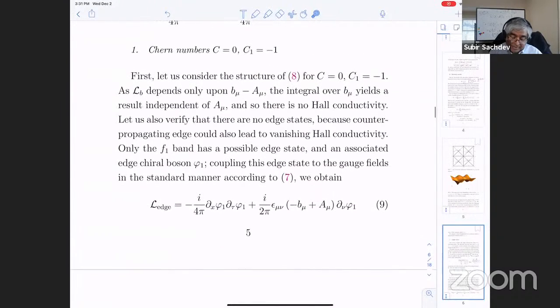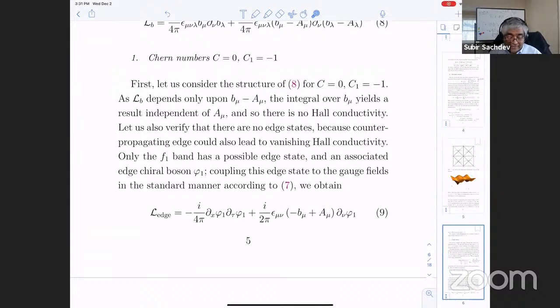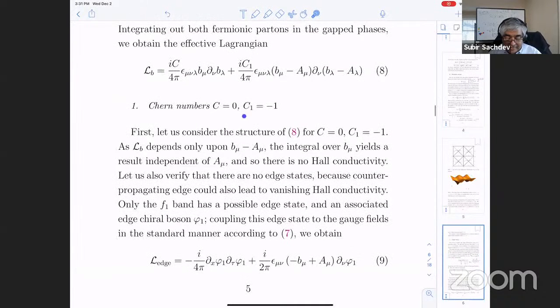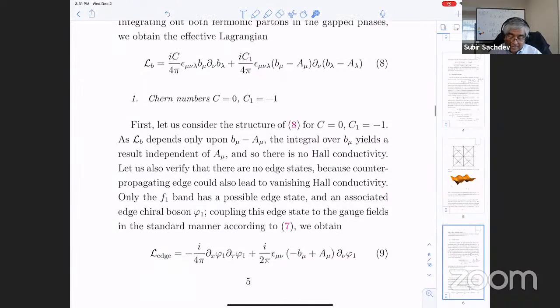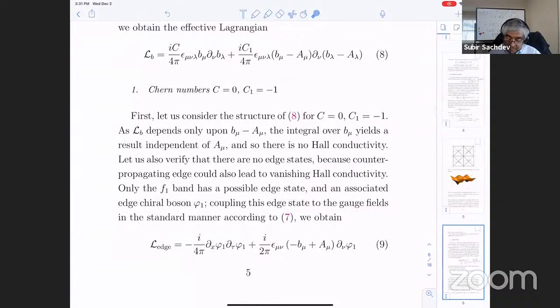But there's an important difference. This F1 band is not just coupled to nothing. It's coupled to this gauge field. We have to remember the gauge field. So there is a bulk gauge field, which is of course imposing the constraint that the fermions have to have equal density and equal currents, because they're both at the same point as the original boson. So it's coupled to a gauge field, and the gauge field is B mu.